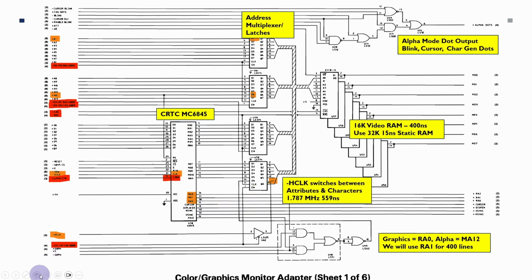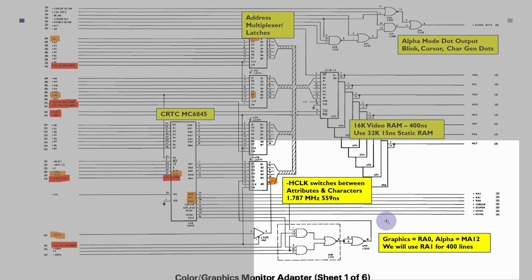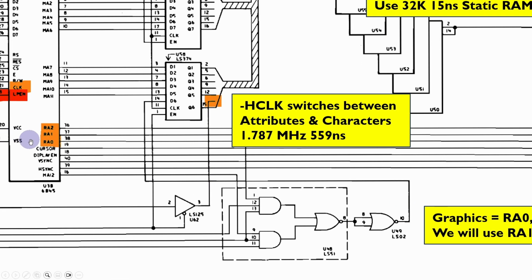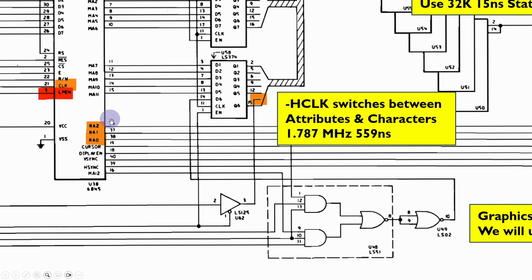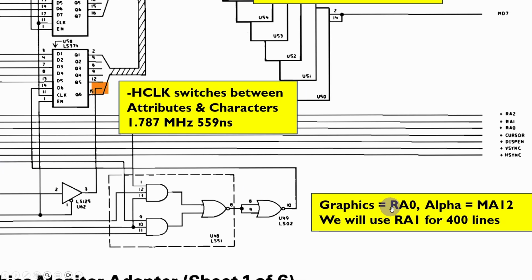And then down the bottom here, there's also another bit where we were talking about the use of the raster address 0 to switch between the lower 8K and upper 8K. Then this logic down here basically says that when we're doing graphics, this line is coming from RA0 here, and when it's in alphanumeric mode, then in fact it comes from MA12, which is the line output from the CRTC here. So depending which mode we're in, we're either taking it from MA12 or from the raster address.